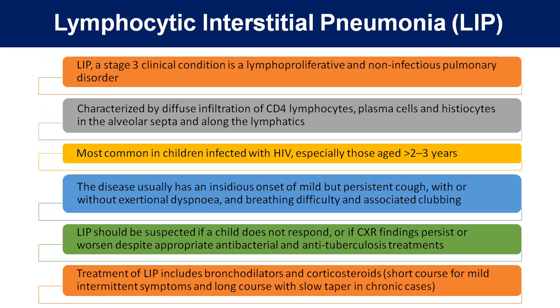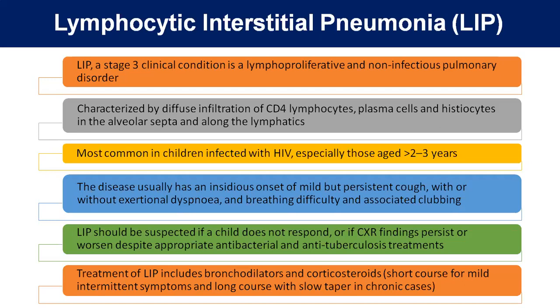It is a lymphoproliferative disorder, and this is not an infective pulmonary disorder. It is characterized by diffuse infiltration of CD4 lymphocytes, plasma cells, histiocytes in the alveolar septa and along the lymphatics. Mostly children who are more than 2 to 3 years with HIV present with this. The disease has an insidious onset of mild but persistent cough with or without exertional dyspnea and breathing difficulty, and there may be associated clubbing.